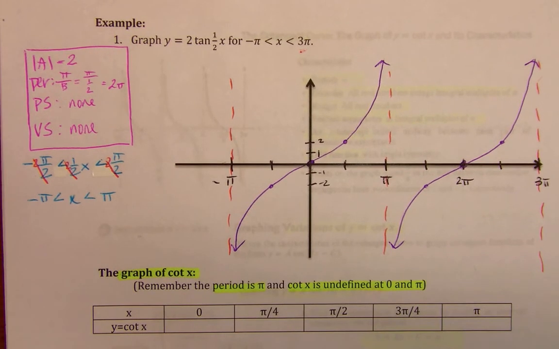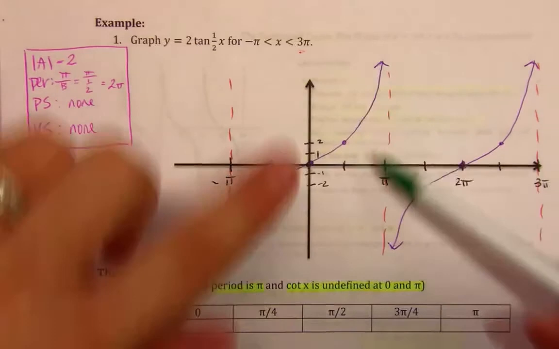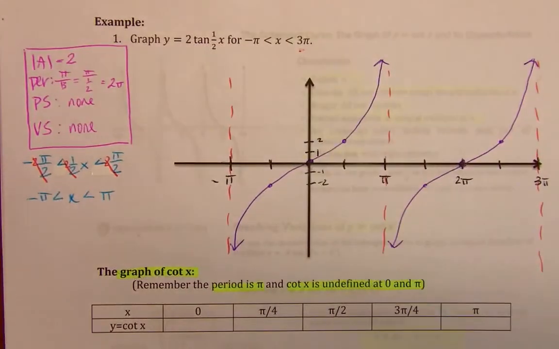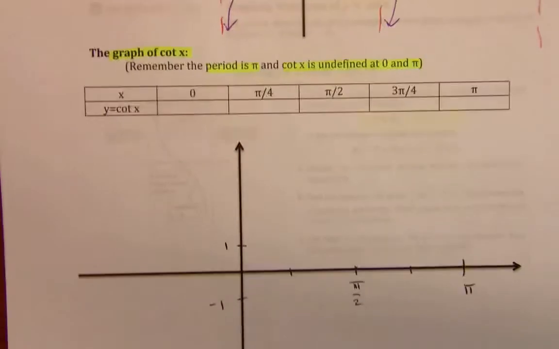All right. So just one thing I want to point out here. If we had a negative 2 out front, that negative would flip this over. So it would be up over here and down over here. Okay. Let's move on to the graph of cotangent.